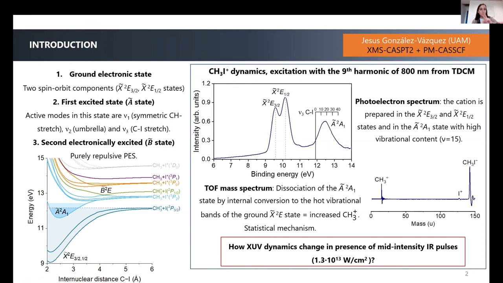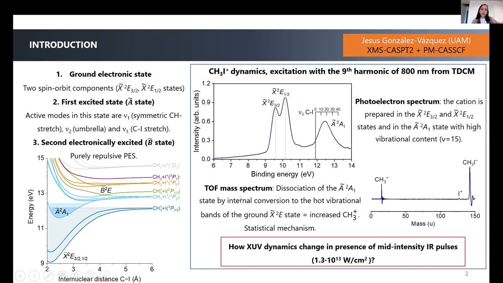And then we observe how these dynamics could be modified in the presence of mid-intensity infrared pulses, with an intensity that allows us to avoid processes such as strong field ionization or Coulomb explosion. First of all, we obtained the photoelectron spectrum for the methyl iodide cation just in the presence of the XUV radiation. And what we could observe is that we can populate both spin-orbit components of the ground state as well as the first excited state, with a high vibrational content that peaks around 15 if we consider the carbon-iodine stretch mode.